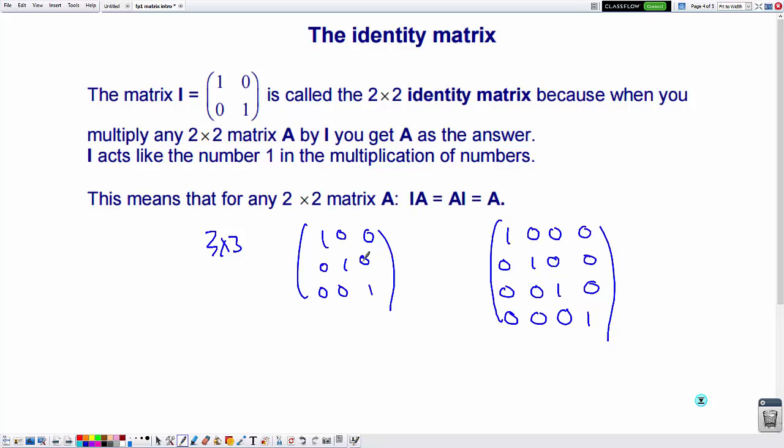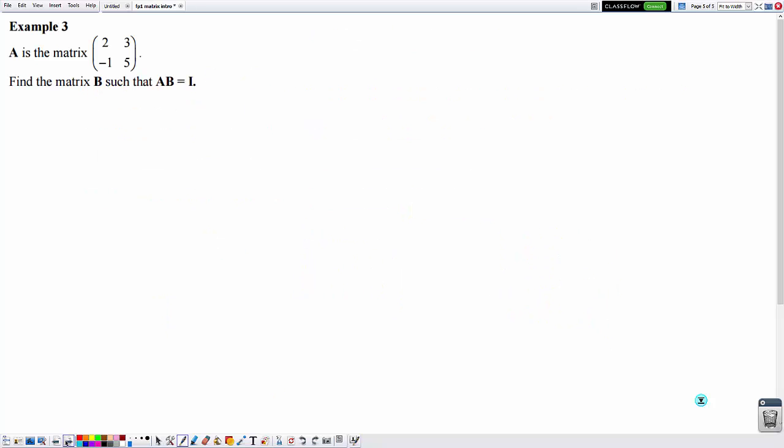Notice that identity matrix is always square. So it works like the number 1. We use the letter I to represent it. I. That's not a number 1. That's an I. Okay.